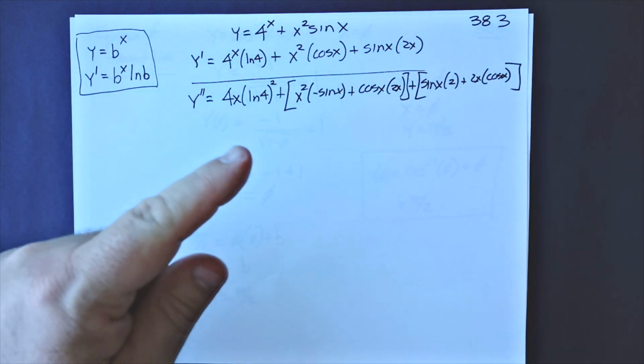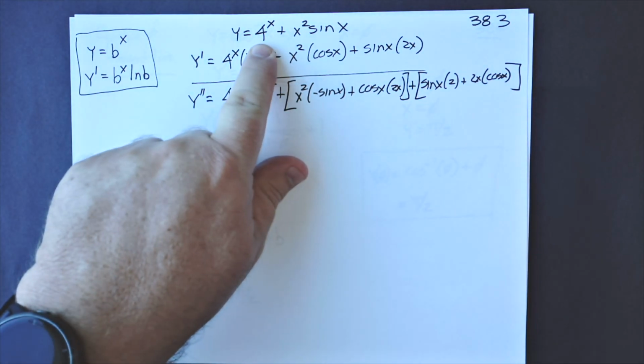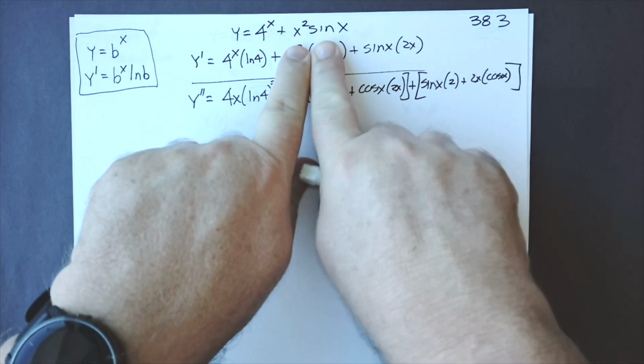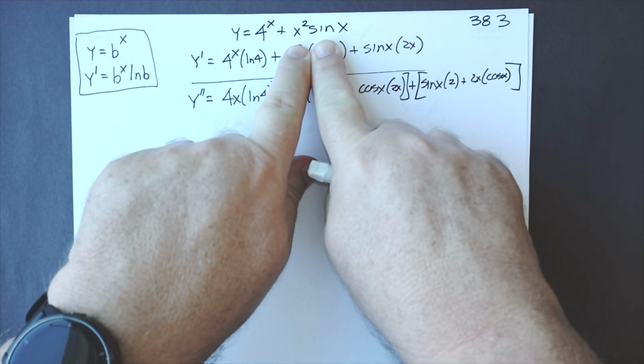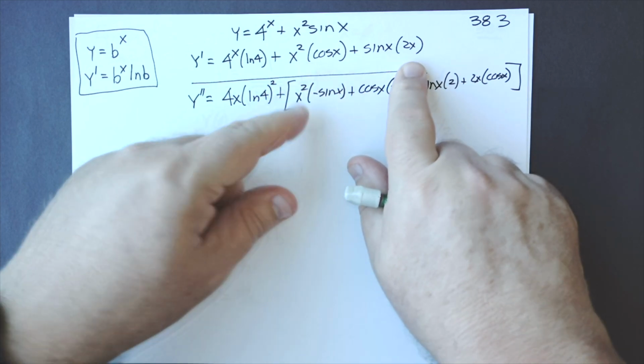So in this case, I think they want us to take the second derivative of this. So the derivative of 4 to the x is 4 to the x ln of 4. And this is just the product rule, sorry. So x squared times cosine x plus sine x times 2x.